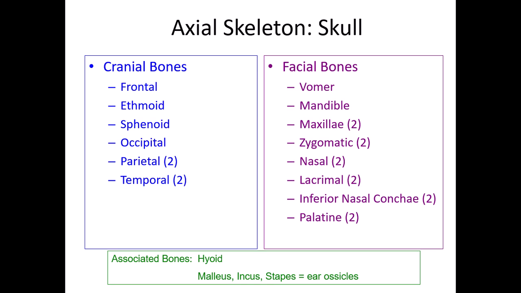Some associated bones to these are not categorized as cranial or facial. You have the hyoid bone, that's the U-shaped bone, which is famous because it's the only bone that does not directly articulate with any other bone in the body. It attaches to the soft tissue of the larynx and also connects to the temporal bone through the stylohyoid ligament.